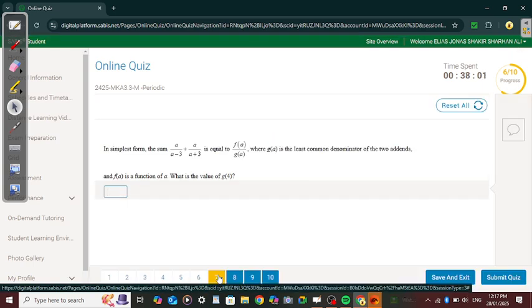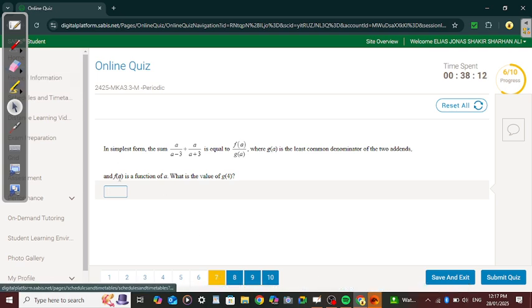A over A minus 3 plus A over A plus 3 is equal to F(A) over G(A), where G(A) is the least common denominator of the two atoms. Okay. And F(A) is a function of A. What's the value of G(4)?